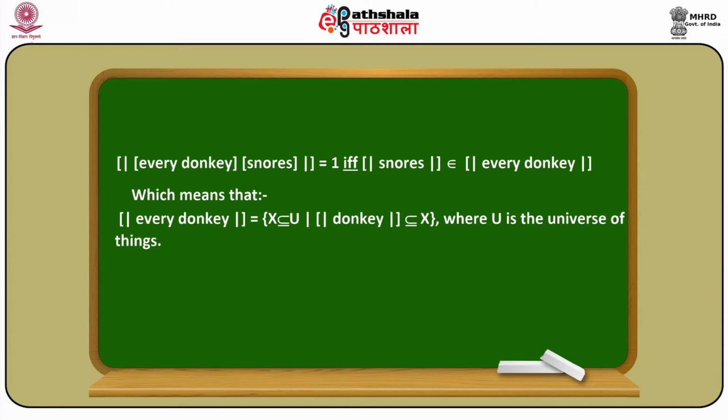From these two statements, we conclude that the semantic value of every donkey must be the set of all X's that are subsets of my universe of discourse U, such that the extension of the predicate donkey is a subset of the set X, where U is my universe of things. Similarly, you can see that some donkeys will be the set of all X's such that the extension of donkeys intersected with X is not the empty set, and so on. You can take a look at this for the other noun phrases that have the other quantificational determiners that I just mentioned.